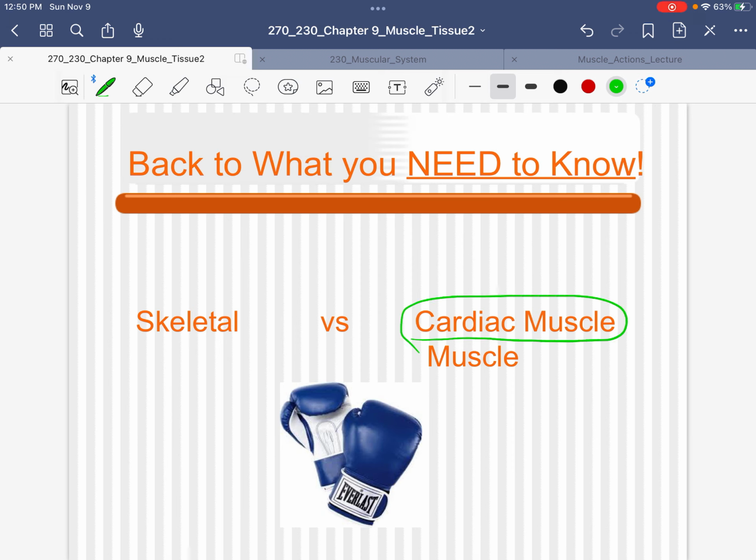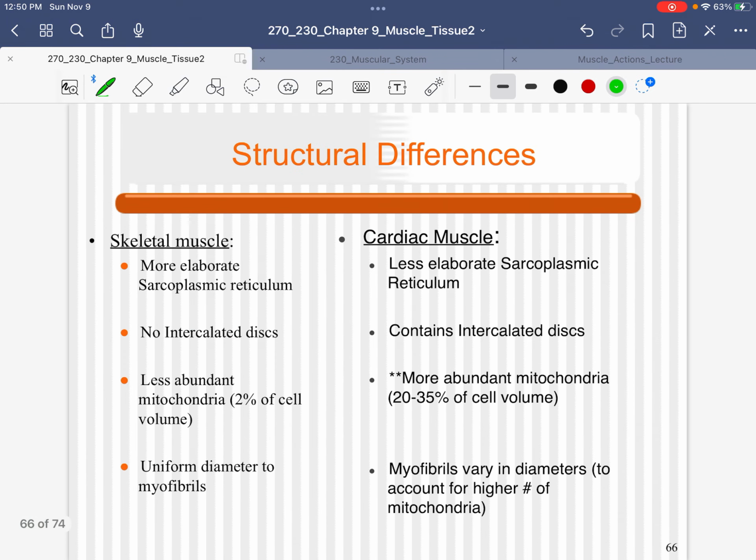Do you remember at the beginning, we reviewed there's 3 types of muscle: skeletal, cardiac, and smooth. We talked mostly about cardiac. We've been focusing on skeletal. All that we've been talking about is skeletal muscle, skeletal muscle, skeletal muscle. Let's just go back and talk about cardiac muscle. How is it different than skeletal? How is it the same?